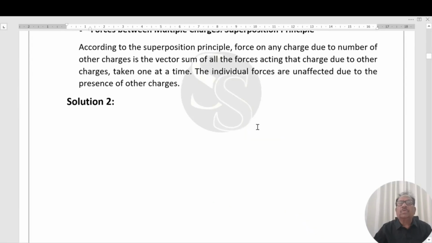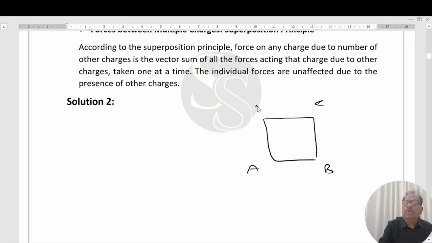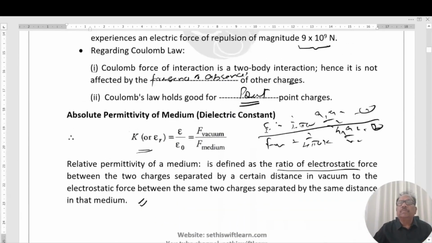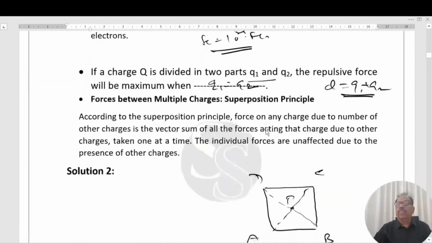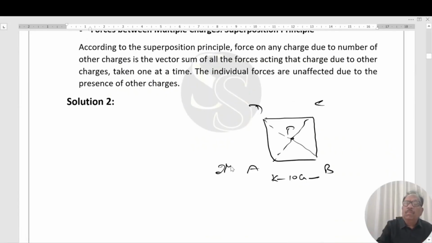Next, I will start the question. There is a square ABCD, of side 10 centimeter, and a point P at its center. The charges at the corners are 2 microcoulomb, minus 5 microcoulomb, 2 microcoulomb, minus 5 microcoulomb. At point P, there is a charge of 1 microcoulomb.